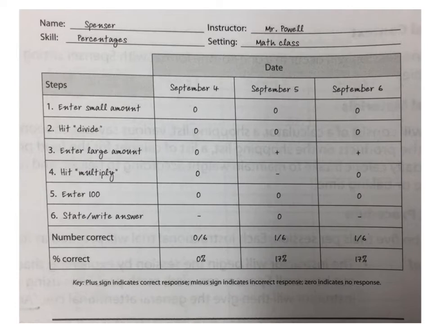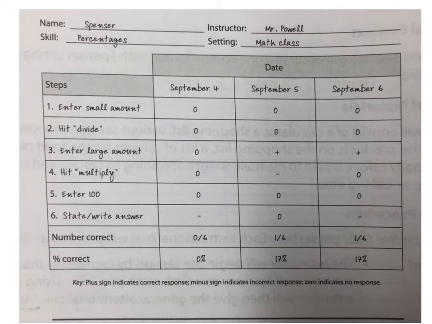And as you see in this table, on September 4th, Spencer had 0% correct. How this teacher marked Spencer's behavior was, the teacher marked a minus sign as an incorrect response for the step, a plus sign as a correct response for the step, and 0 as no response for the step. So on September 4th, Spencer did not respond to step 1 through step 5, and for step 6, Spencer made an incorrect response, right? So the percentage of correct responses for the day was 0.